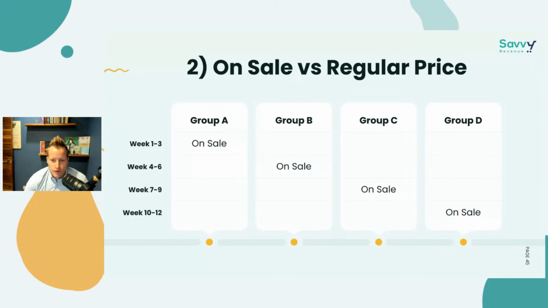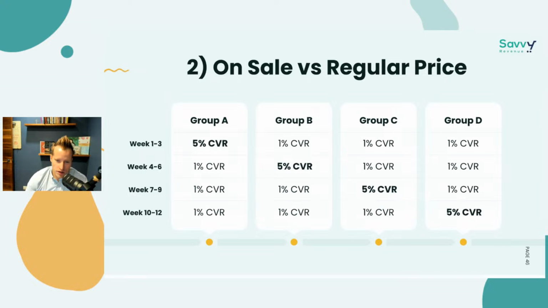Next setup is if it's on sale versus regular price. Especially if you're using any type of grouping system when you are pushing products on sale. Let's say week 1 you have group A on sale, week 4 to 6 you have group B, and so on, so you're rotating what products are on sale at all times. What you'll see is that once a product's on sale, it'll have a high conversion rate, like 5%, and when it goes back to regular price, the conversion rate just drops.